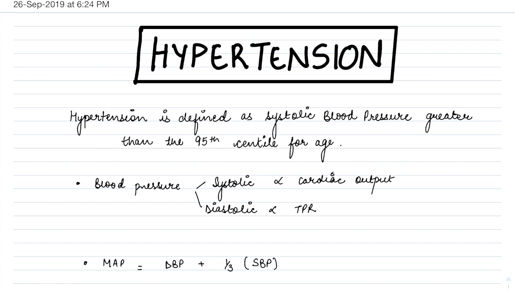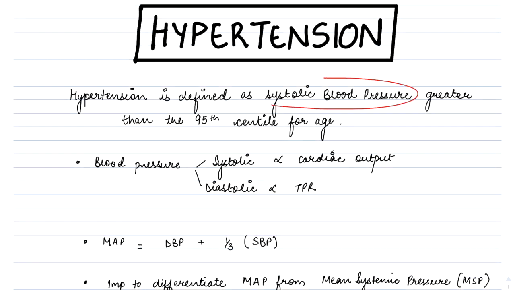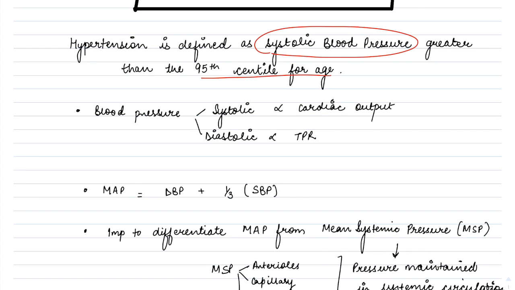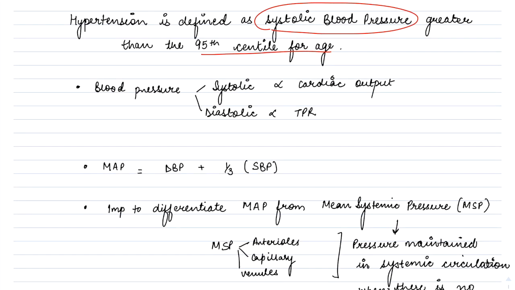So, hypertension, how is it defined? It is defined as the systolic blood pressure greater than the 95th centile for age. Okay, so if the systolic blood pressure is more than the 95th centile for that particular age, then it is classified as hypertension.